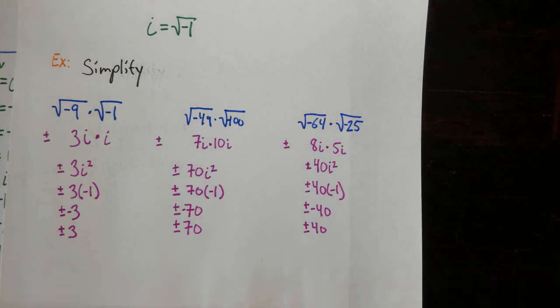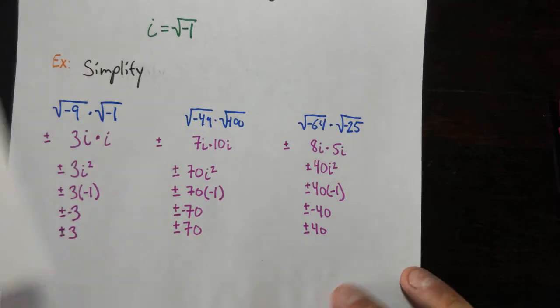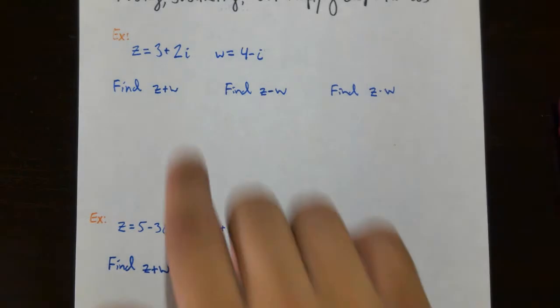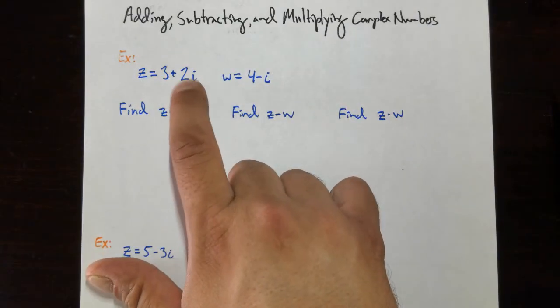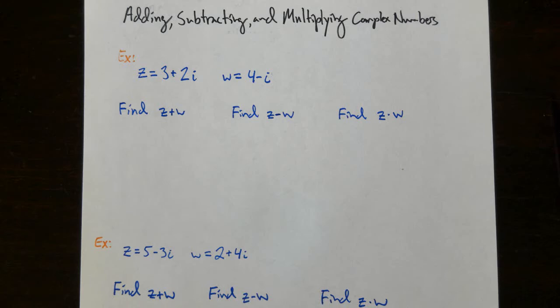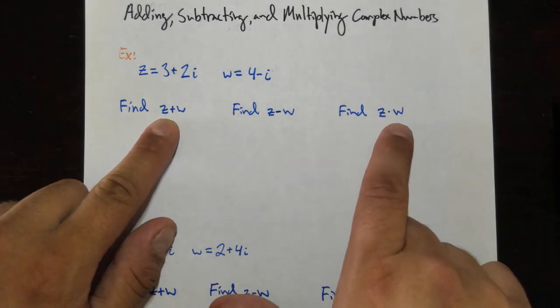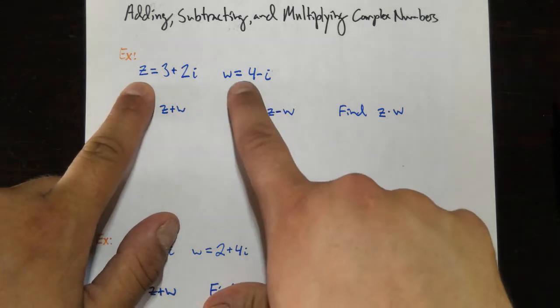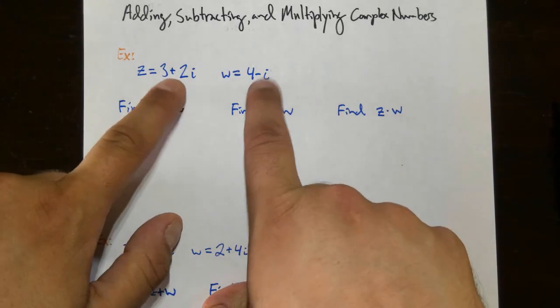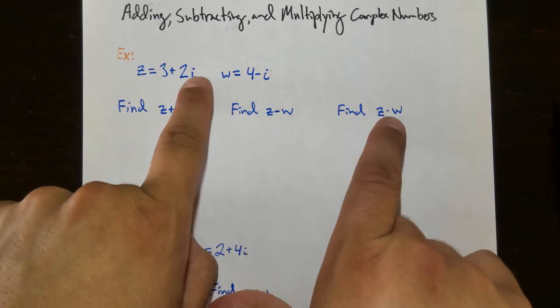So that's how we simplify square root of negative radical values. Let's go on to complex numbers. So we talked about imaginary numbers, and we'll finish off with complex numbers. So remember, complex numbers are numbers that have both a real component and an imaginary component. So today we're going to be adding them, subtracting them, and multiplying them. If z is equal to this, w is equal to this, find z plus w, that's just adding. This is subtracting. This is multiplying.